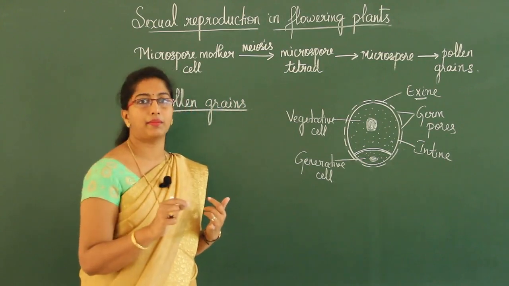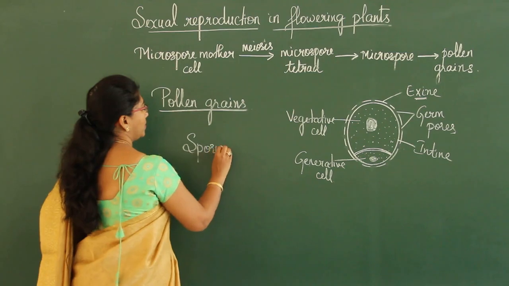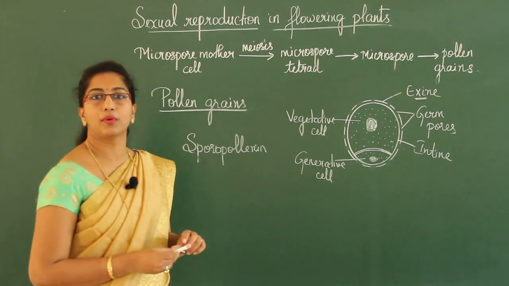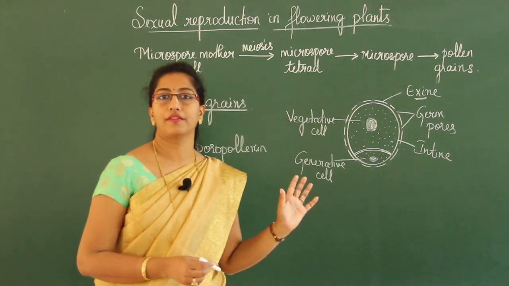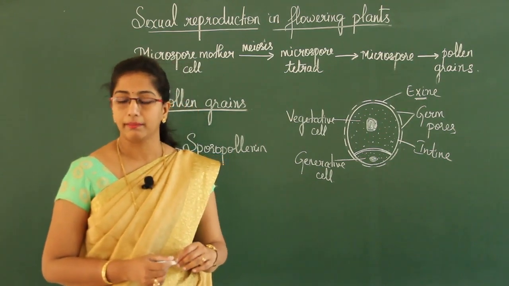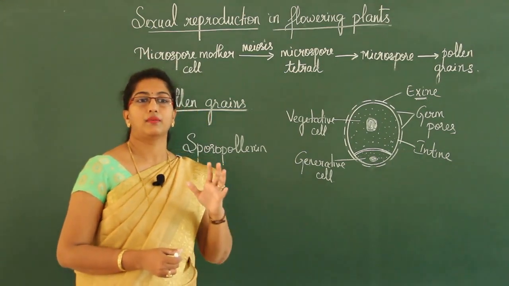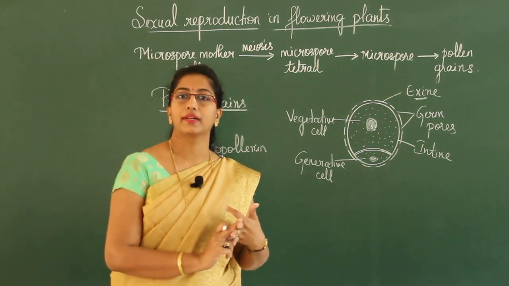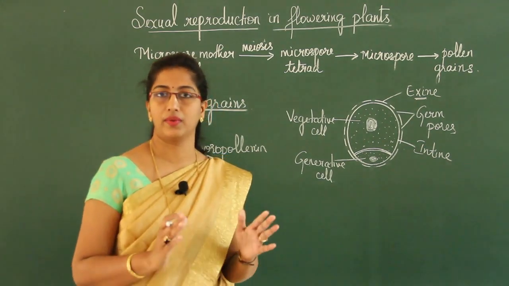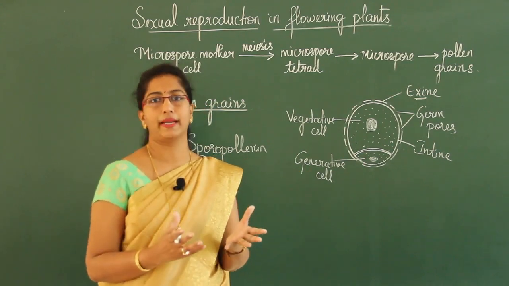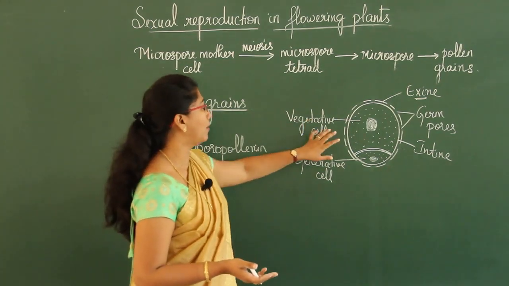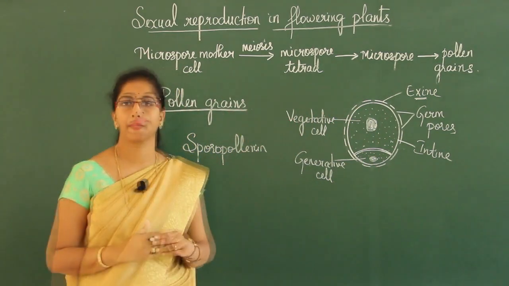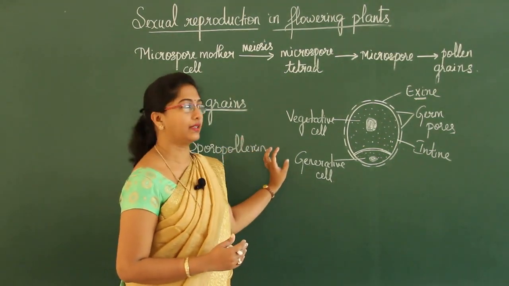Now this exine is made up of a material called sporopollenin. This is one of the hardest materials, the hardest organic material which we find on earth. Sporopollenin is very resistant to high temperature, strong acids or alkali. Till now we say that there is no enzyme which can degrade this sporopollenin. So it is a very hard material, and this hard material is the outermost layer of the pollen grain. The exine is made up of sporopollenin.